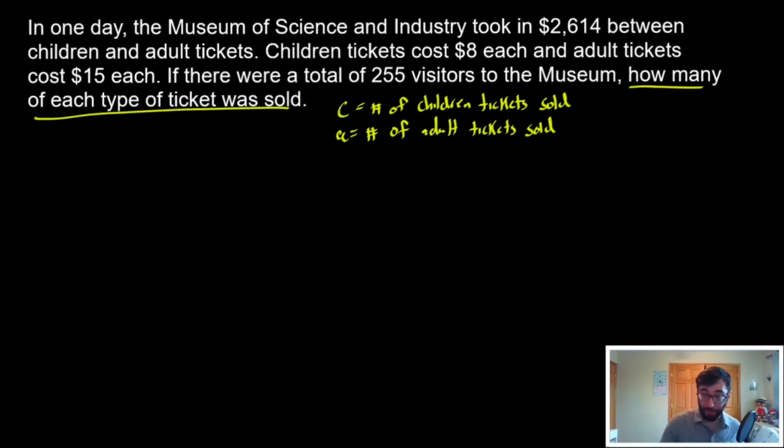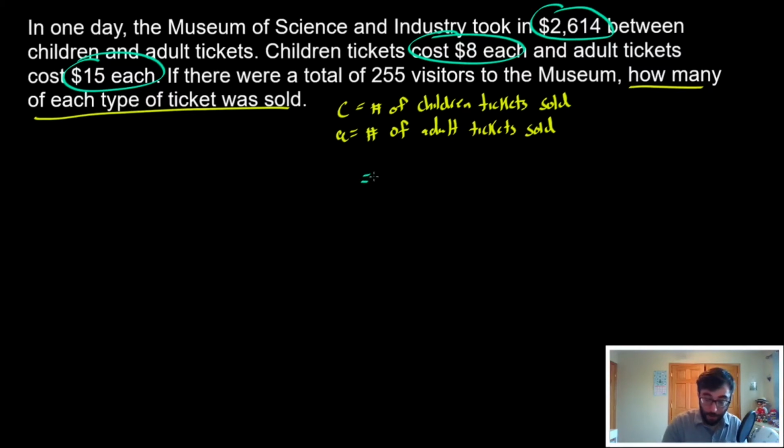Now, they told me a few different key pieces of information here. One key piece of information is how much money the museum took in total, which was $2,614. And it also told me how much each type of ticket was. It told me that children tickets were $8 each and adult tickets were $15 each. So that all kind of gels together. Money goes with money. So if I'm talking about how much money we brought in, our other side of the equation should be talking about something in regards to money as well, because I can set up an equation with this in mind.